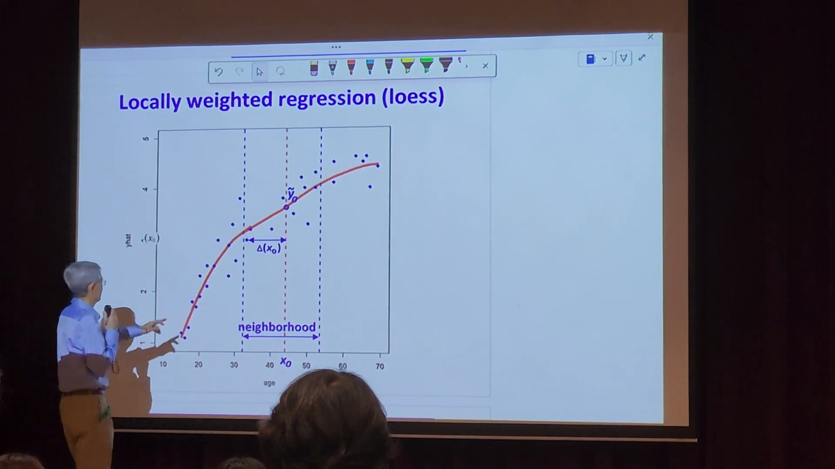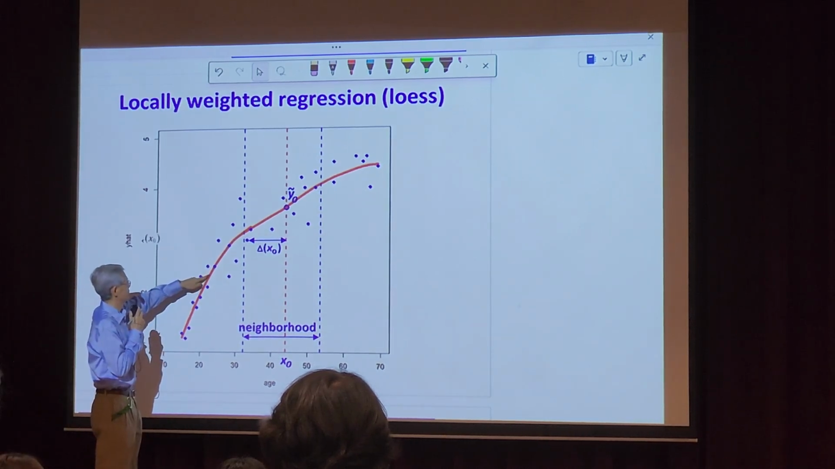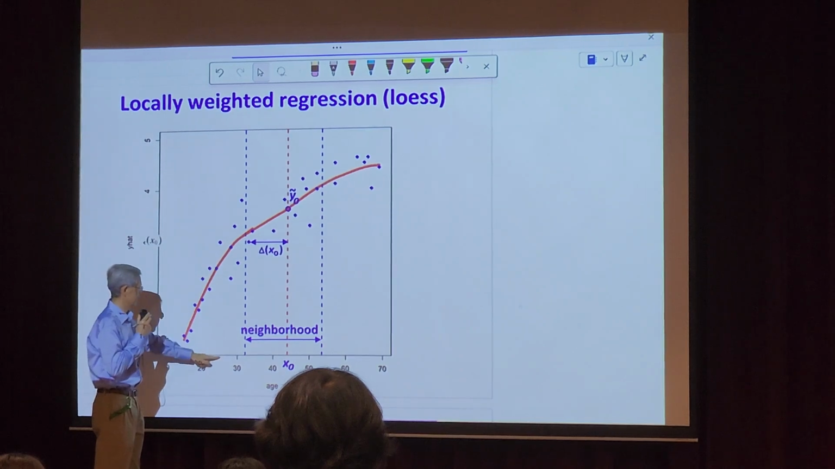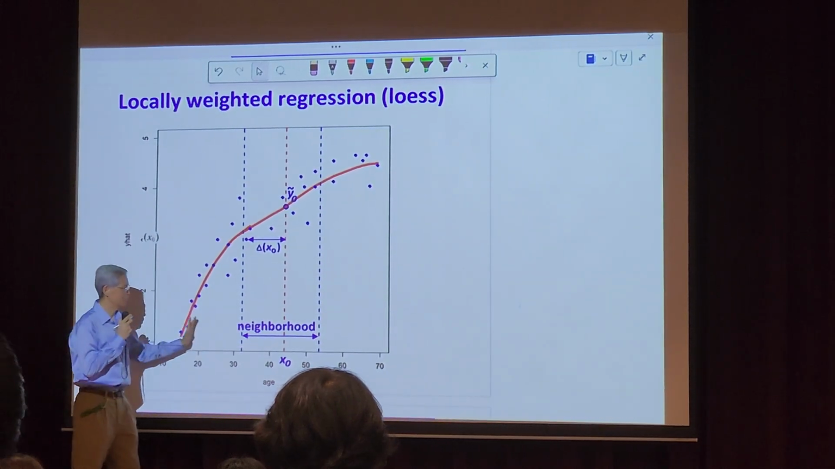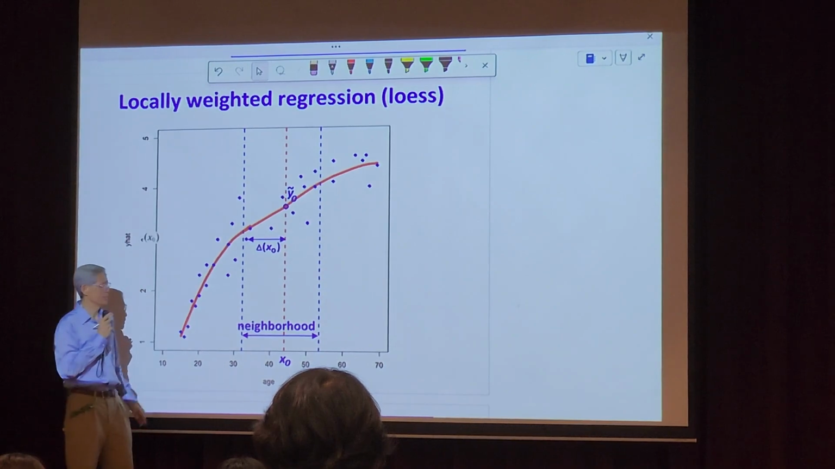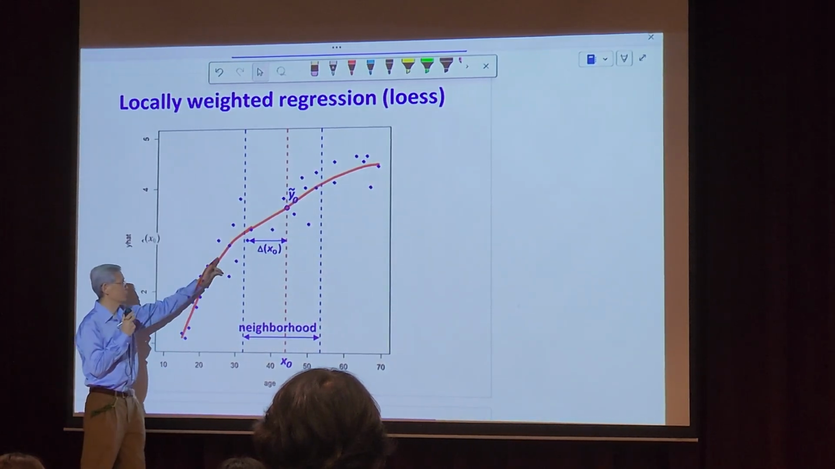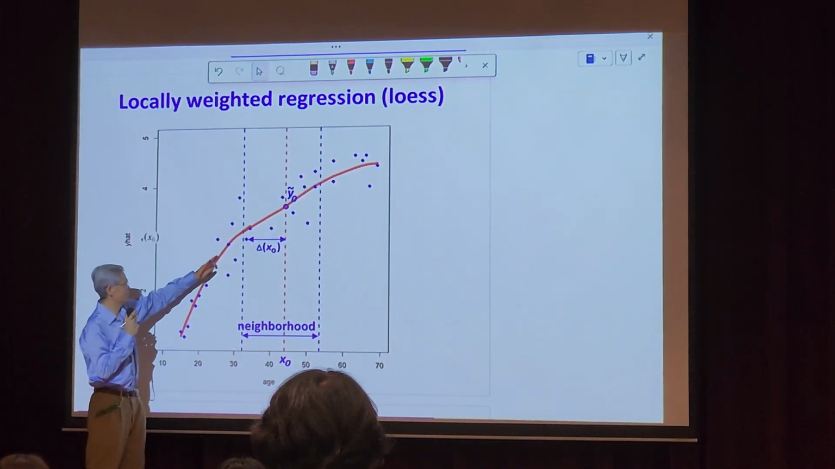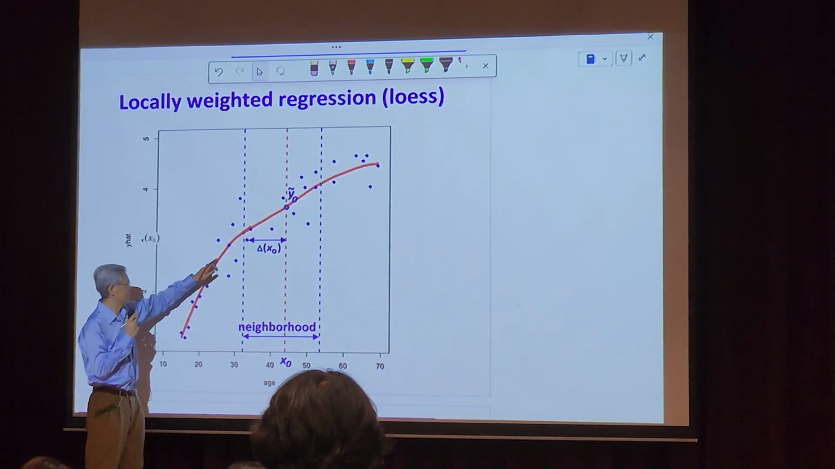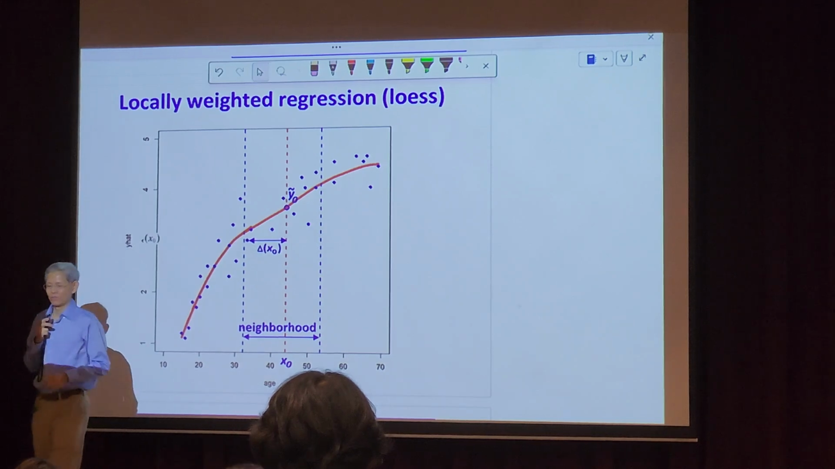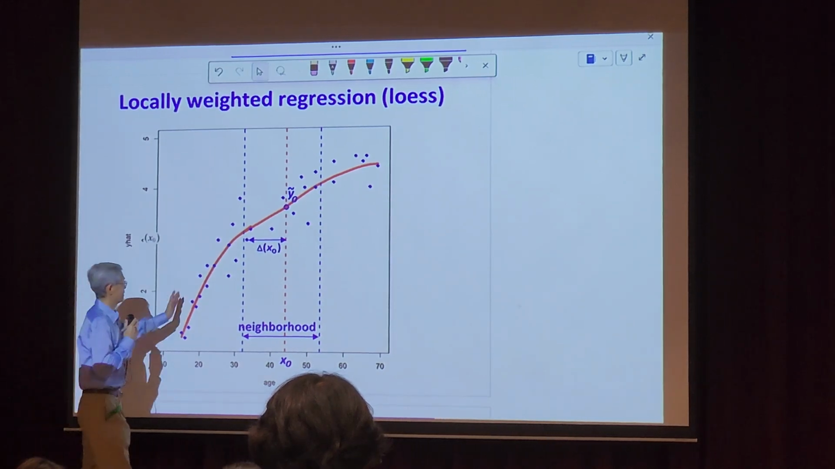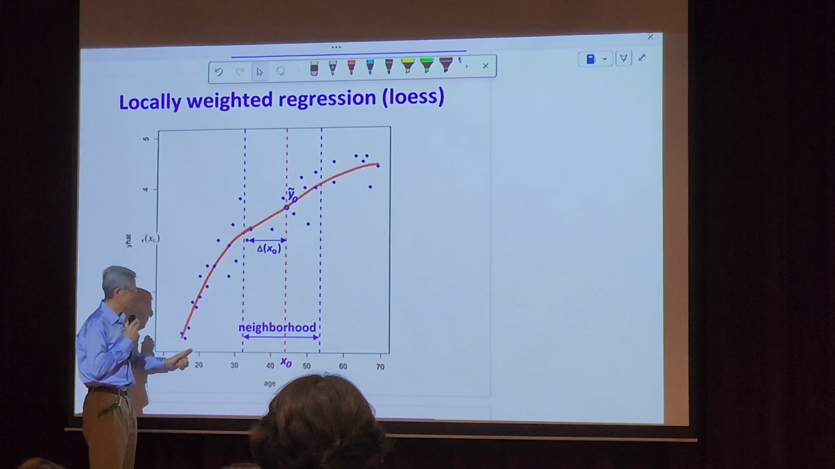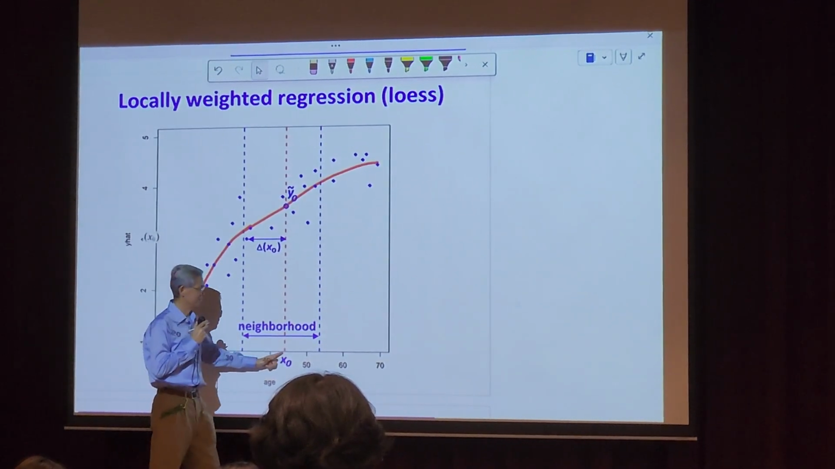So if I want to find the fitted value at this point, let's say 25, then I determine a neighborhood of 20% of the points. Use those points to fit a weighted regression model, and then use that regression model to estimate what is the fitted value. So to get this line, you need to fit a weighted least square regression model for every point here.